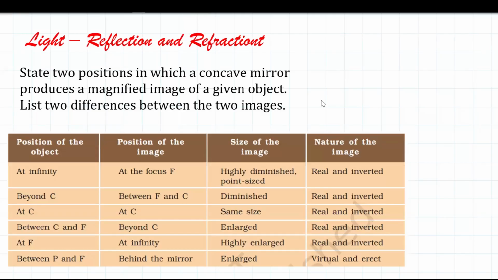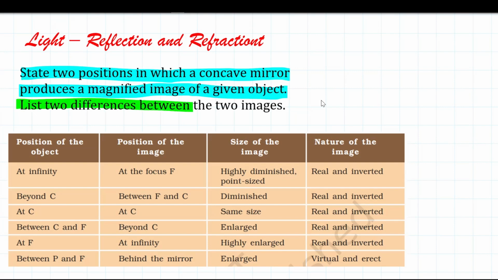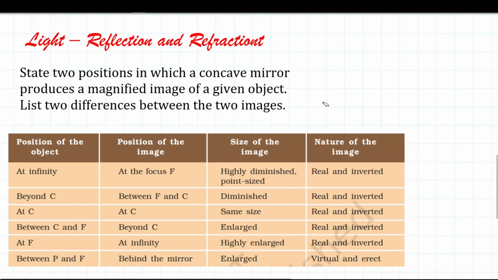The next question says: state two possible positions in which a concave mirror produces a magnified image of a given object, and also tell two differences between the image in these two cases. First of all, we need to find the two positions in the case of a concave mirror when the image is magnified. Magnified means enlarged.